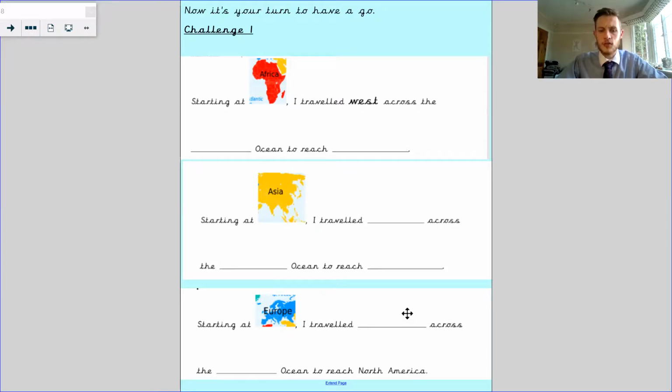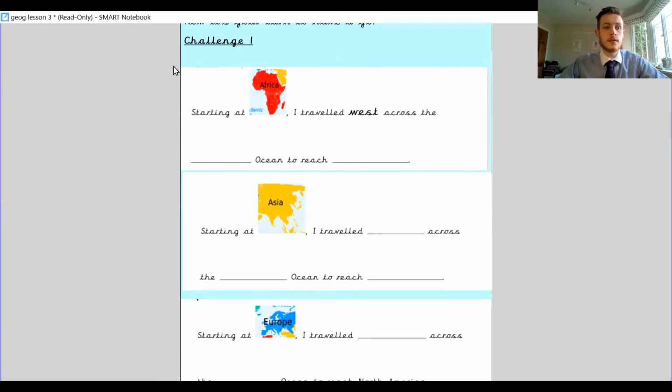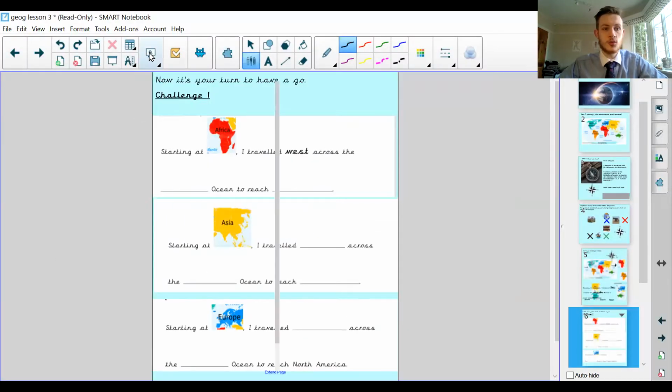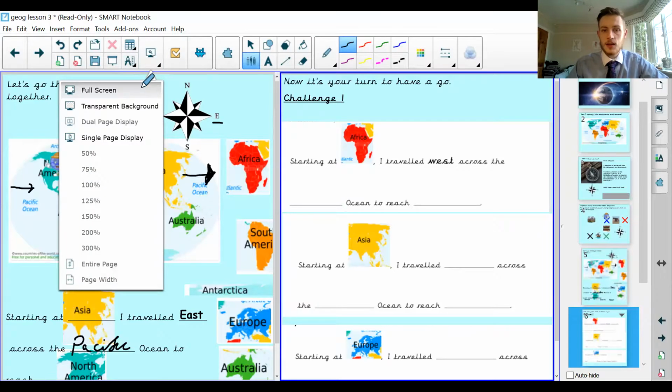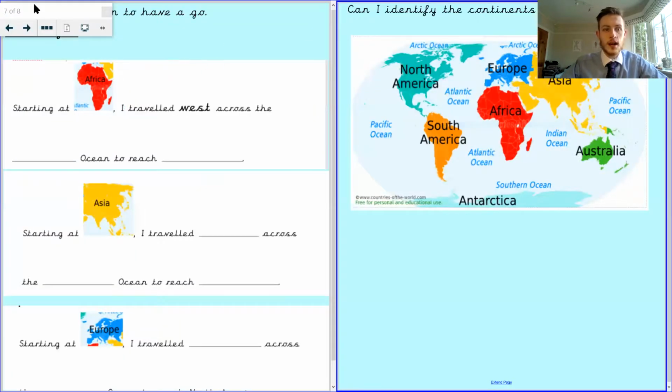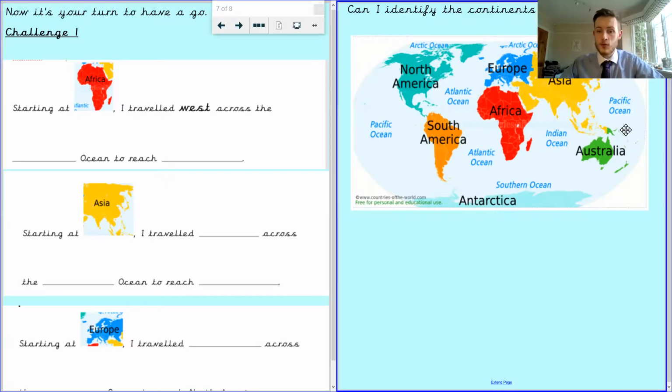Starting at Europe, I travelled across the... where did you travel? Which direction? Where did you travel across the ocean? But you ended up reaching North America. Now, what I'd like you to do is I'm going to show you in dual screen view now. There's your challenge 1. I've put double page up so that you can see. So now you can see your challenge 1's questions on that side, and you can see the map on the other side. So you don't need to keep swapping between the two.